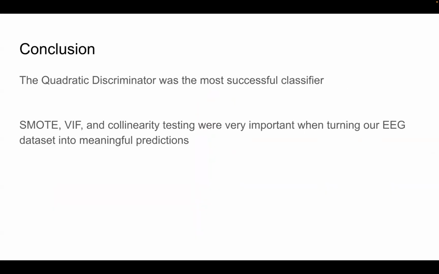So in conclusion, the quadratic discriminator was the most successful classifier, and SMOTE, VIF, and collinearity testing were very important when turning our EEG dataset into meaningful predictions.